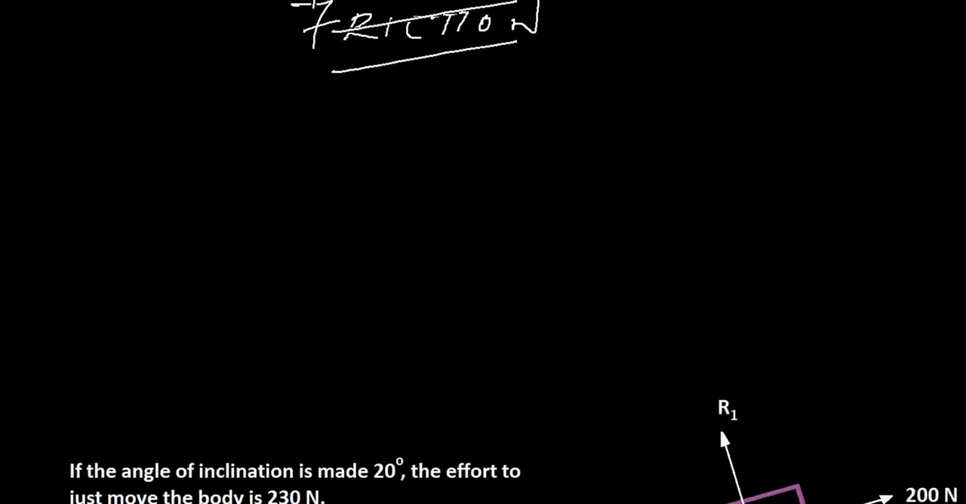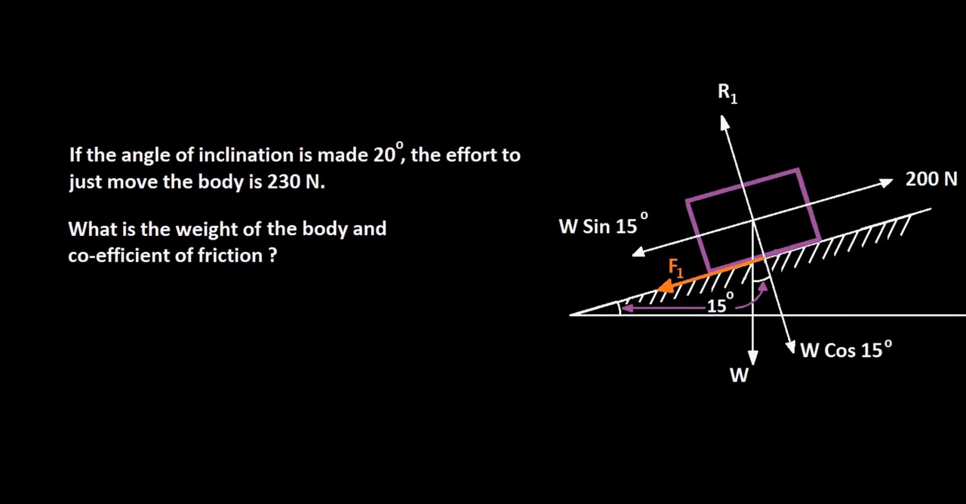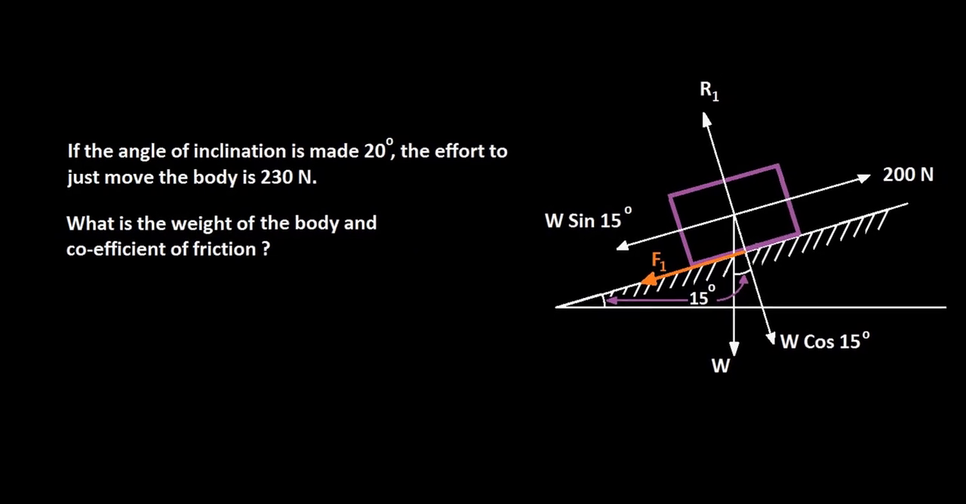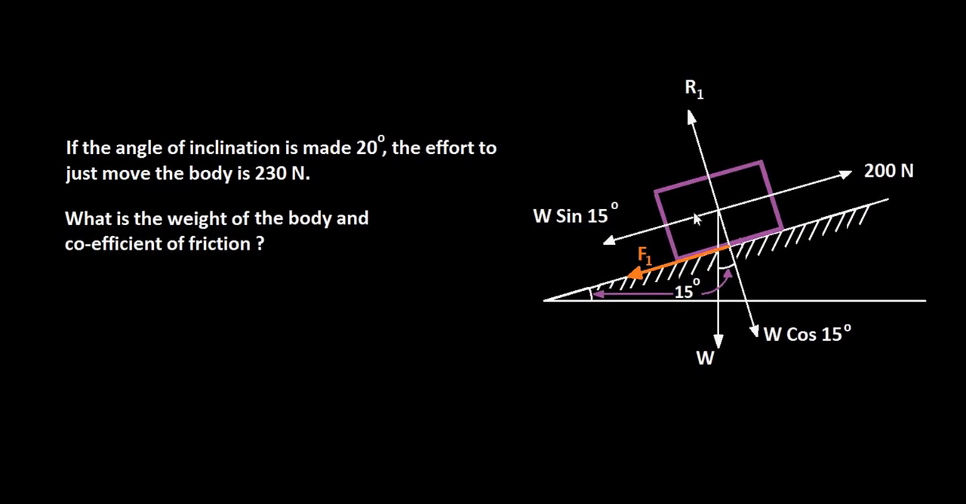So the problem we have here is as given here. There is a solid body which is on a plane inclined at 15 degree to the horizontal plane. So this is your horizontal plane, and you have a plane inclined at 15 degree to the horizontal.